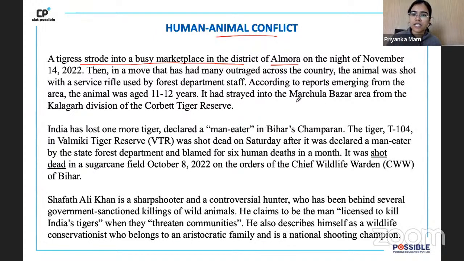This tigress strayed into the Marchulla Bazaar area in the Kalgad division of the Corbett Tiger Reserve. Now, second, this also happened in 2022. So this is case one, wherein this tigress came to the market and she was shot dead. Now, the second thing: this particular tiger was considered to be a man-eater. Around 6 to 9 people this particular tiger had killed.